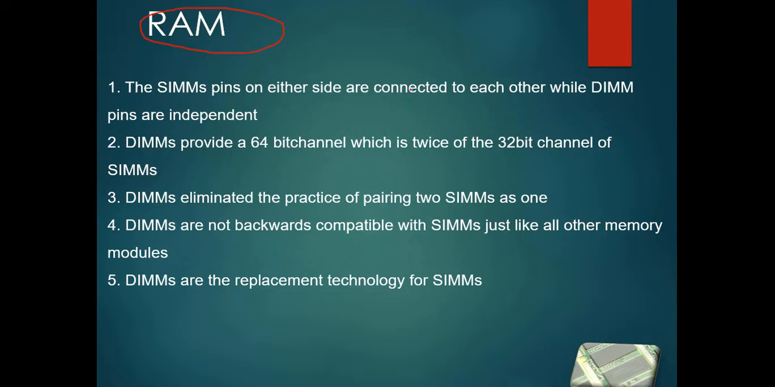The SIM pins on either side are connected to each other, while the DIM pins are independent. They are connected, they are independent. DIM provides a 64-bit channel, which is twice that of 32-bit. So SIM provided a 32-bit channel and DIM provided a 64-bit channel. DIMs enabled the practice of pairing two SIMs as one because it was required. DIMs are not backward compatible with SIMs, just like all other memory modules. The most important point is that SIMs are obsolete and DIMs are the replacement technology for SIMs.